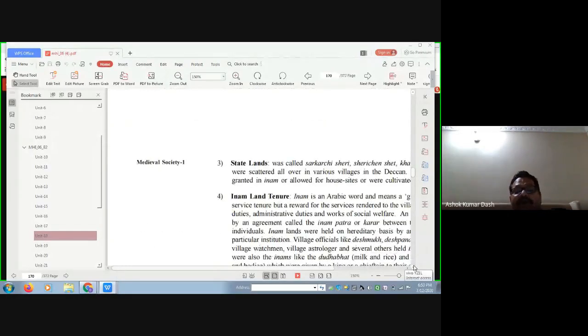Yes. Now there was another land, state land. It was called Sarkari Sheti, scattered all over the villages in the Deccan. I have told you that under this category we have forest land and also the land belonging to the village community, which is called Gochara. Actually, it belongs to the village community, but villagers don't have proprietary right over this land. They just enjoy it for the sake of their need.